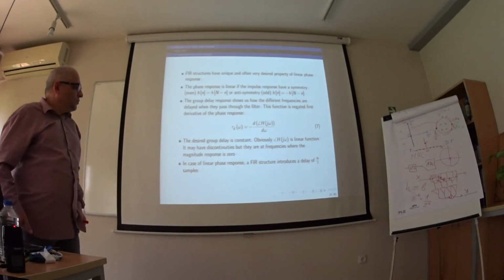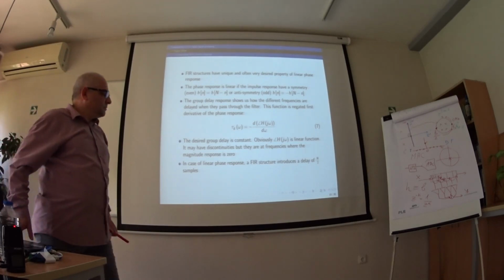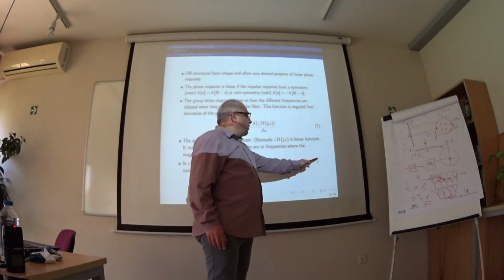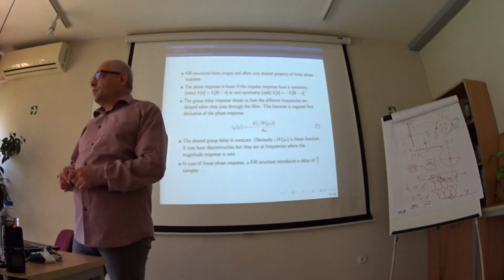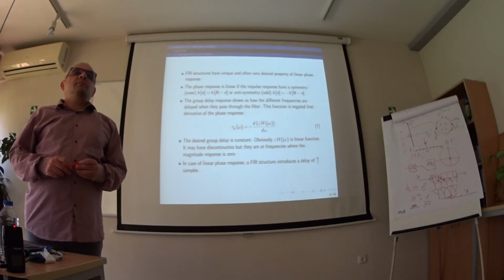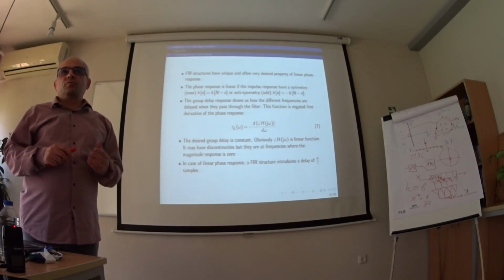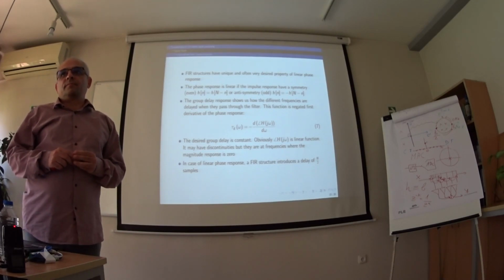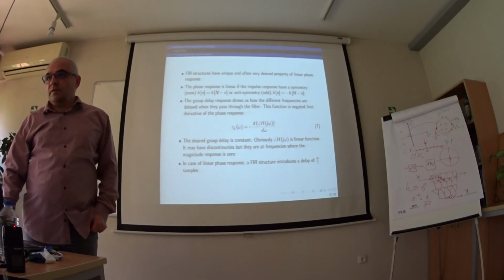Every filter introduces a delay. For such structures, if we have constant group delay, this delay is equal to the filter order divided by 2. If we have a filter with, let's say, order 10, it will delay the output signal with respect to the input by 5 samples. Very good thing, because we can predict the delay.